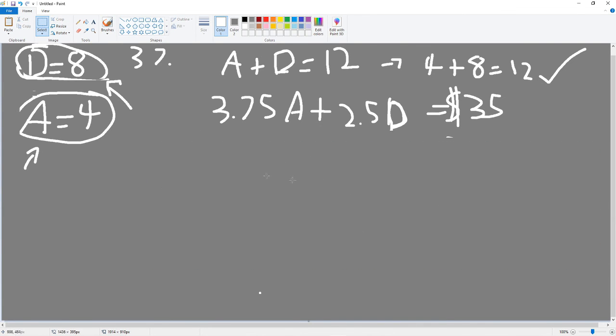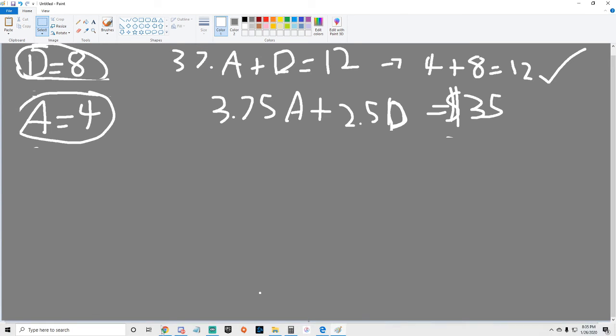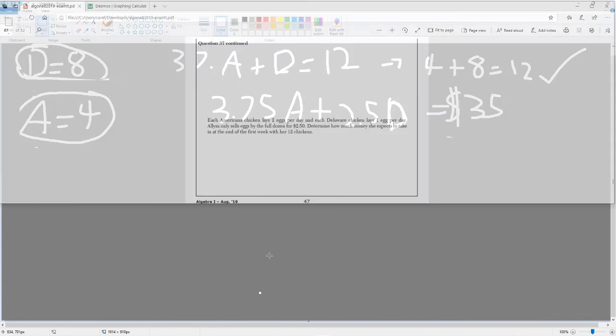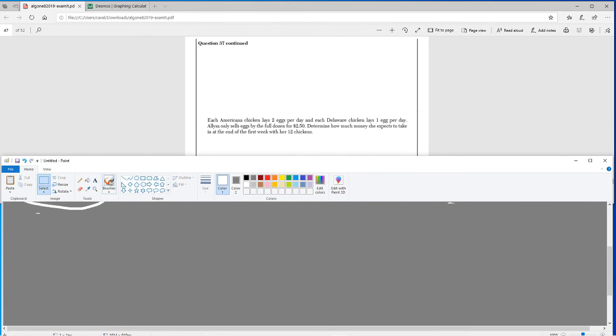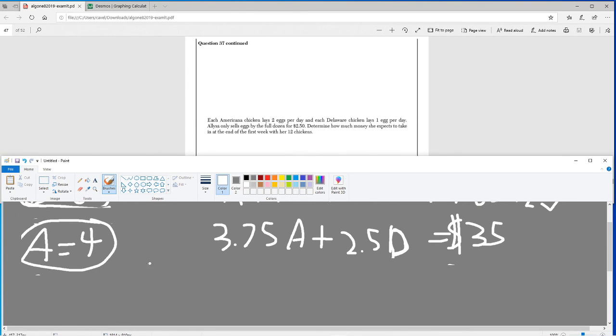So, all right, let's see. Let's dive into this. So, what we know is that there's four Americana chickens, right? They lay 2 eggs per day, right? So in one day, these 4 of them lay 8 eggs, right? 8 eggs per day from the chickens.